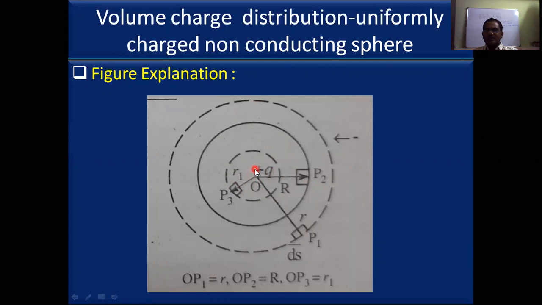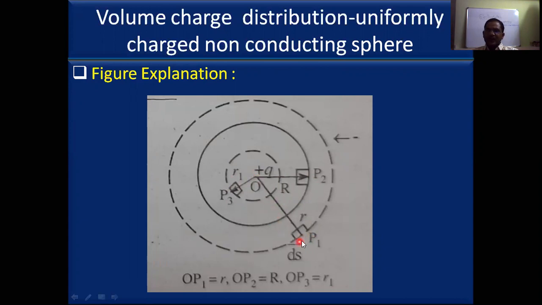Then the volume charge density is given by rho equal to Q divided by (4/3) pi R cubed. Here our intention is to calculate the field strength at an external point P1, on the surface at P2, and at an internal point P3. First, consider the point P1, which is at a distance r from the center, the point P2 on the surface, which is at the distance capital R, that is the radius of the sphere, and the point P3 at a distance small r1 from the center.